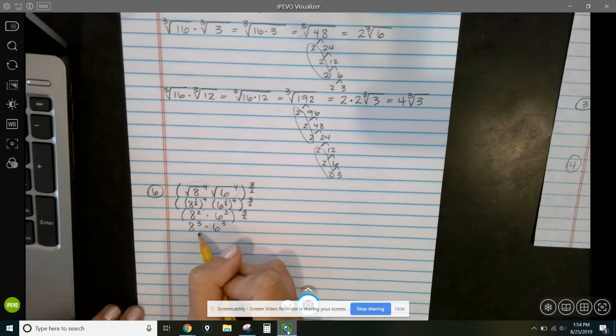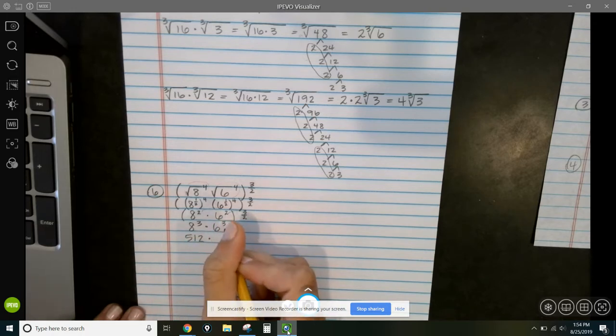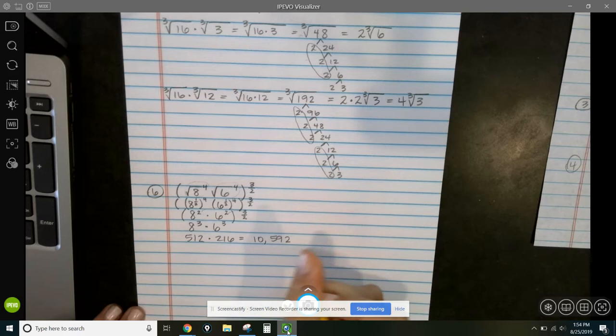You could also just figure out what number that is. So 8 to the third power is 512. 6 to the third power is 216. And if you actually multiply those together, it's 10,592. So all three of these are different ways to write your answer. It just depends how they're asking for it or what options they give you in the multiple choice. So I'm going to stop this video and I'll make another part after this.